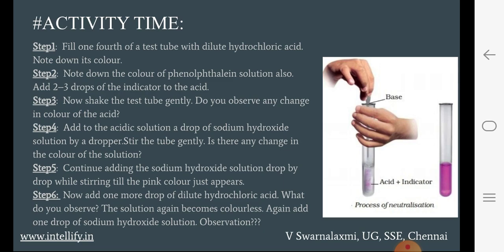First of all, when you added hydrochloric acid to the test tube, the color was colorless, white in color. After that, when you added phenolphthalein, since hydrochloric acid is an acid, it didn't react with the indicator and therefore the color was retained as colorless.